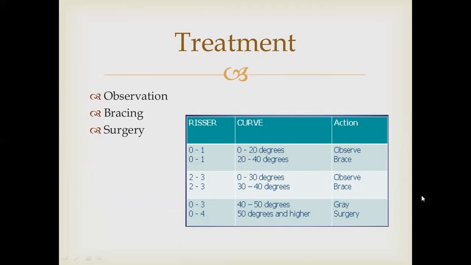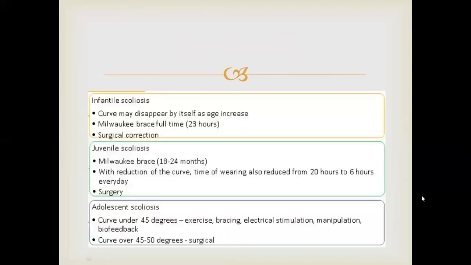As you can see, for Risser stage 0 to 1, curves of 0 to 20 degrees and 20 to 40 degrees are observed and a brace is applied. For Risser stage 2 to 3, curves of 0 to 30 and 30 to 40 are observed and a brace is applied. For Risser stage 0 to 3 or 0 to 4, curves of more than 50 degrees and higher require surgery.